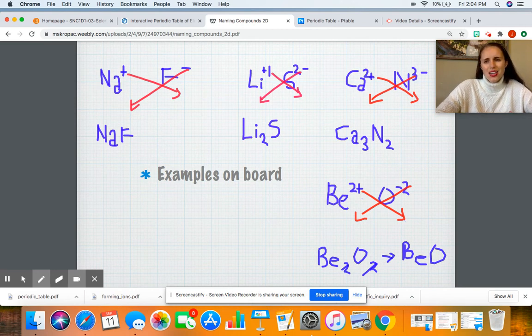Also, you can reduce subscripts as well. You're not going to see it in grade 10, you might see it in grade 11. If this was a 2 and this was a 4, you could reduce those by using common denominators. So it'd be BeO2. So anytime you have the same number, you want to cancel them out.